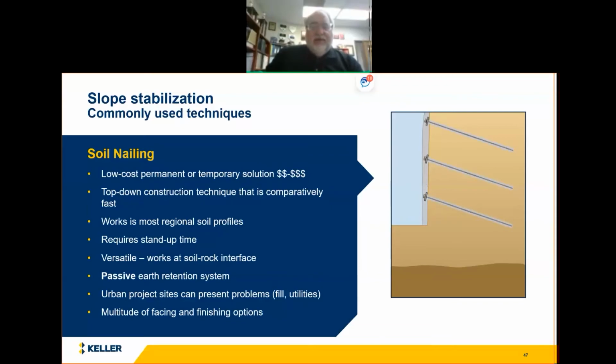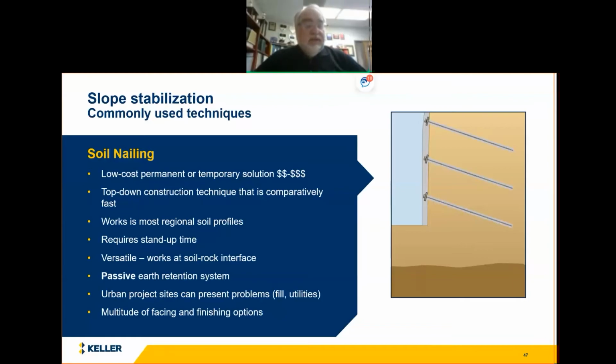You dig down, you install the soil nails, which are typically about as long as the cut is tall. And so if you've got a 20-foot cut, you've got a 20-foot nail, something like that. And then the facing is applied as you move down in 5-foot increments. It's typically a reinforced shotcrete, but it can be a lot of other things too, we'll talk about here.